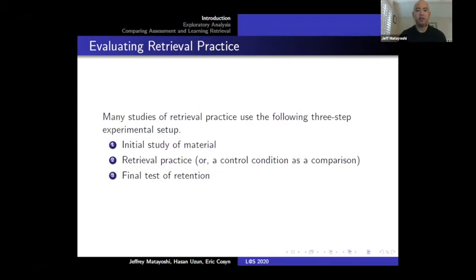Okay, so many studies of retrieval practice use the following three-step setup. We're going to have some initial study of the material, and that's going to be the learning of the topic in the learning mode. Then there's going to be our retrieval practice, and then step 3 is our test of retention. For our purposes, we're going to look at the performance on that extra problem as a test of retention. And that's how we're going to evaluate these different methods of retrieval practice.